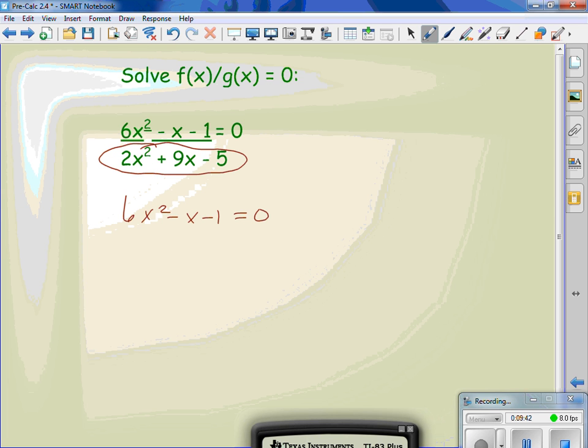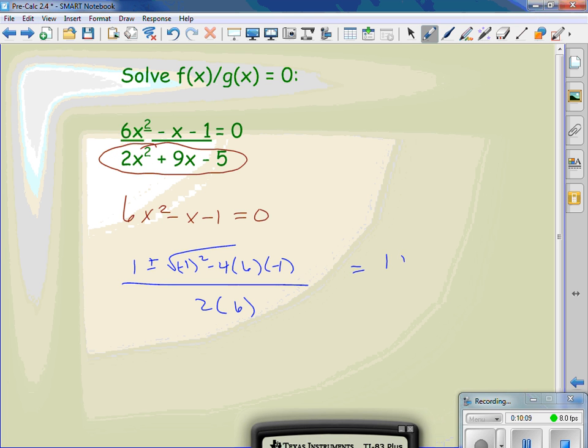Now, how do I want to solve? Factoring, square root, quadratic formula, that's fine. 1 plus or minus. How do you do that? You divide. Negative 1 squared minus 4 times a times c all over 2 times a. 1 plus or minus square roots.